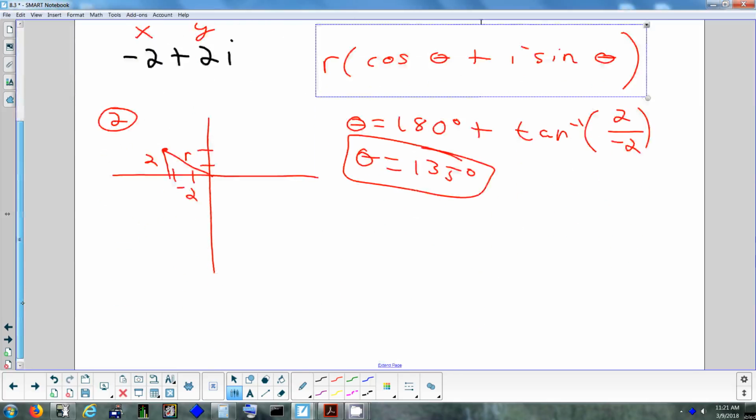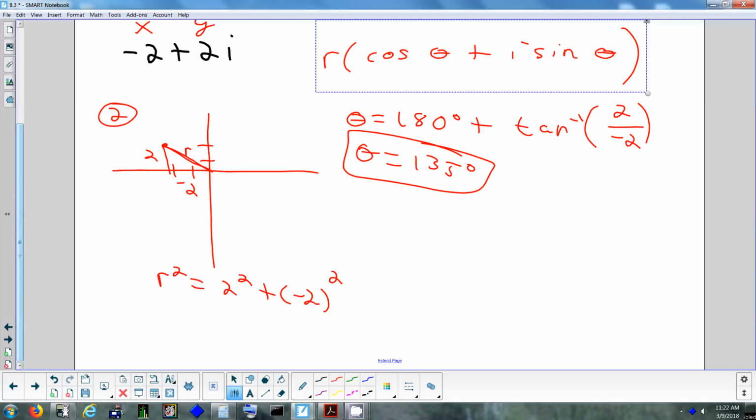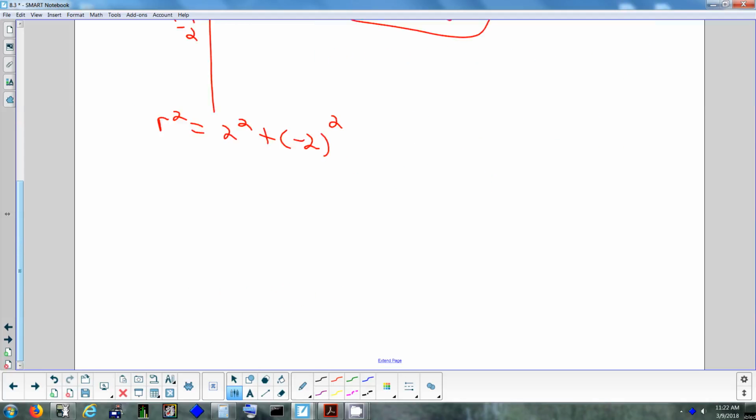The last thing I need is R. How do we find R? Pythagorean Theorem. Each side is 2. R squared equals 2 squared plus -2 squared. Mallory, what's 2 squared? 4. And then -2 squared? 4. So we get R squared equals 8. R is the square root of 8, but we have to reduce that.